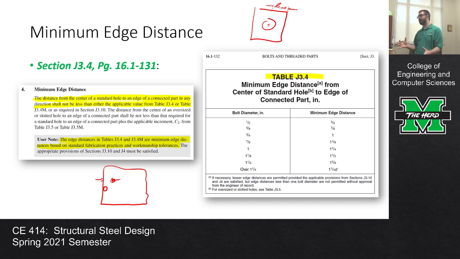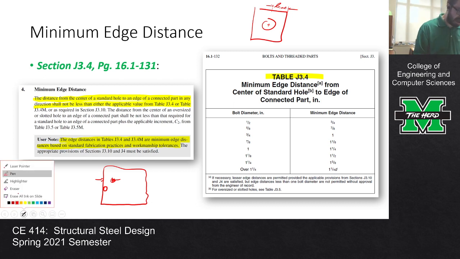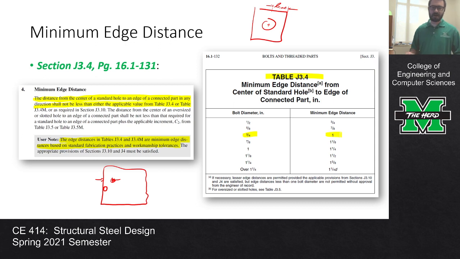Again, it has nothing to do with strength. It's just about workmanship, okay? And so, for instance, if I have, let's say, a 3/4 inch diameter bolt, that hole better be 1 inch from the edge of the plate, and that 1 inch is from the center of the hole to the edge of the part, because if you're drilling, you need to know where the center of the hole is to start drilling. Does that make sense? Any questions there?